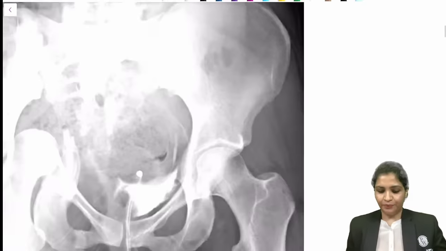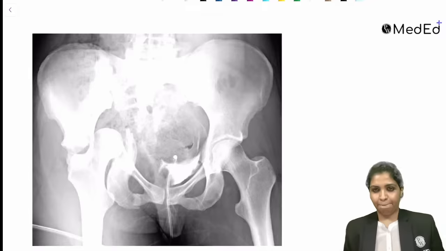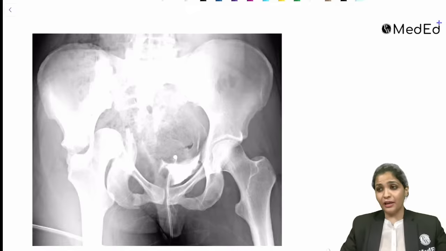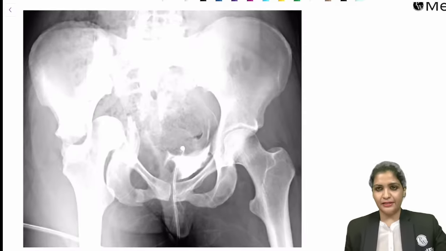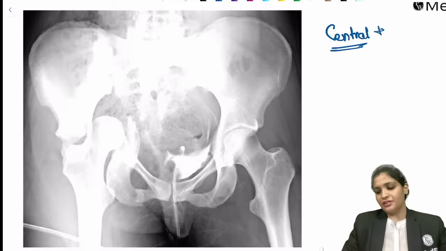Now next is your, what is this fracture? This is one more type of dislocation. Can somebody tell me what type of dislocation this is? This has been recently asked in NEET PG. So this is one of your PYQs. Very good, somebody has answered, Sagar. It is central dislocation. So what is the peculiar feature of central dislocation, Sagar?